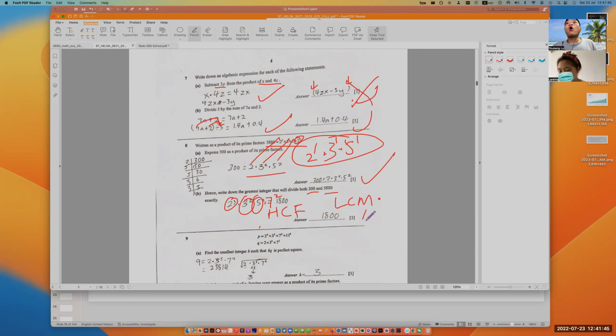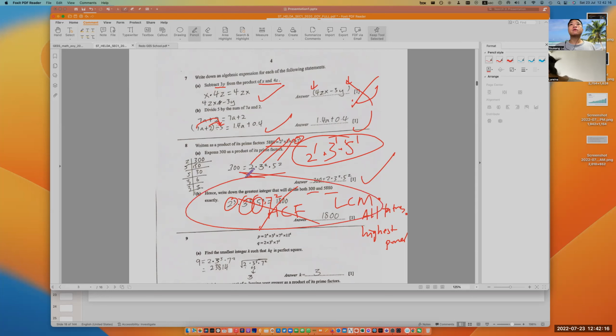Because for LCM, it is all factors with the highest power. So you see, wrong. Why are you wrong? Because you never memorized the definition. One more time, that means once again you get things wrong because you never adhere to the definition.